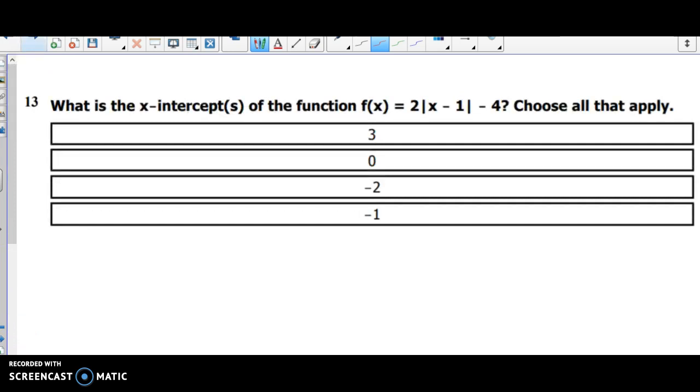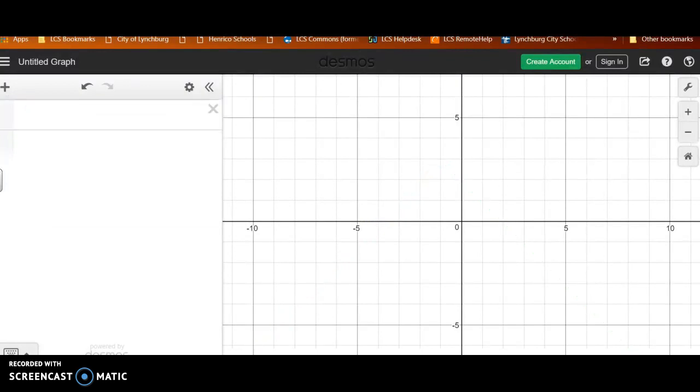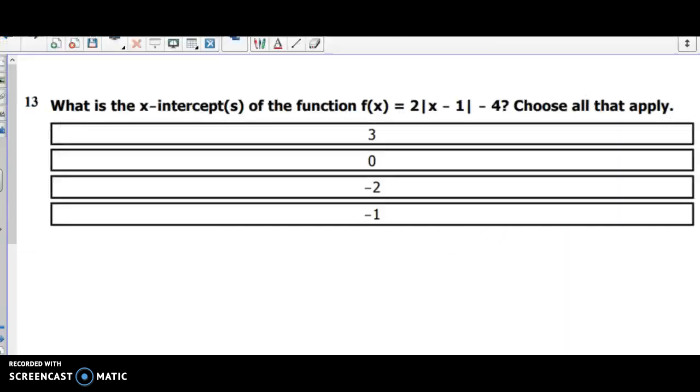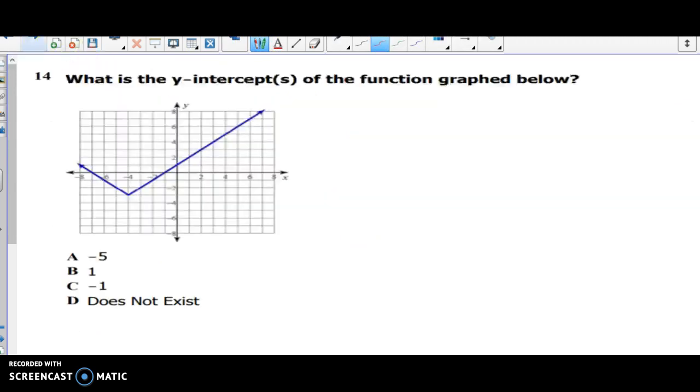What's the x-intercepts of the functions? So we need to graph that and see where it crosses the x-axis. So let's go again. Let's go to Desmos. We'll clear this one out and we'll put in the equation that we had. 2 absolute value of x minus 1 minus 4. Okay, and we want to know where it crosses the x-axis. It crosses at -1 and +3. So -1, +3. So we've got two solutions. Please pardon the interruption. So -1 and +3 are our answers to that one.